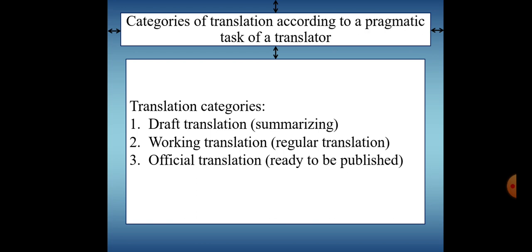Translations of the third category give communicatively equal texts in the original and TL, reproducing all the functionally relevant elements of the original content, including its pragmatic potential.